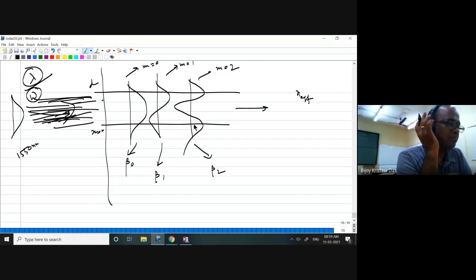Solutions are there, with this waveguide dimension, solutions are there. Abhinav, are you there? No, Abhinav is not there. So anyone else?